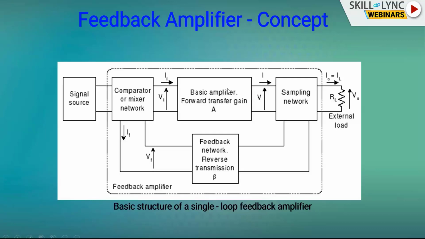So this is the amplifier with A gain, and this is the feedback network with beta. This is a sampling network. It can be shunt or series. This is a comparator or mixer network. It can also be shunt or series. This one is the signal source. This one, RL, is the load. So this is the structure of a single loop feedback amplifier.